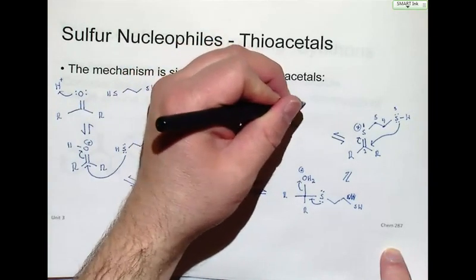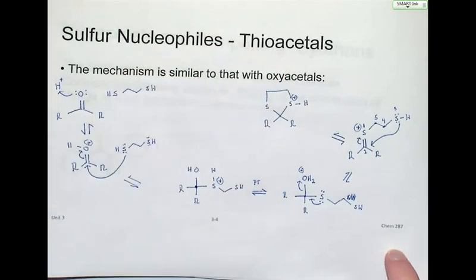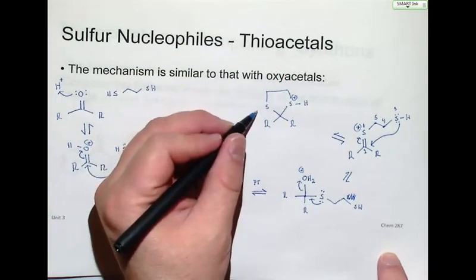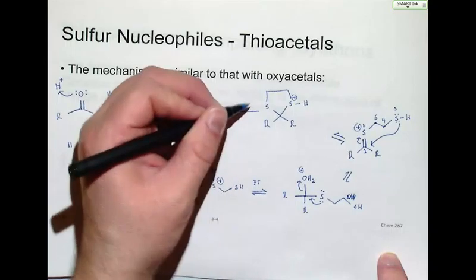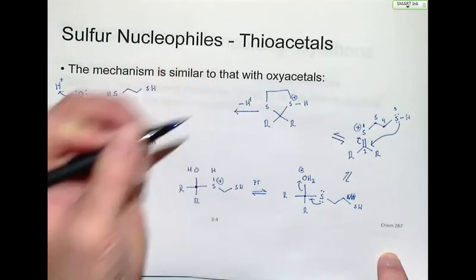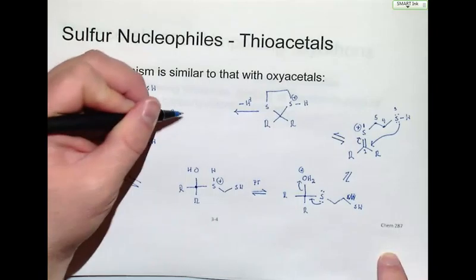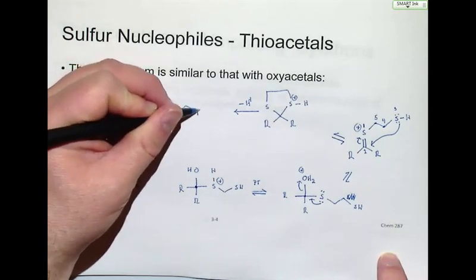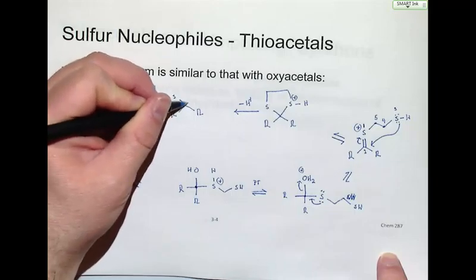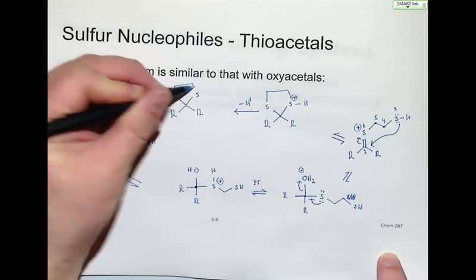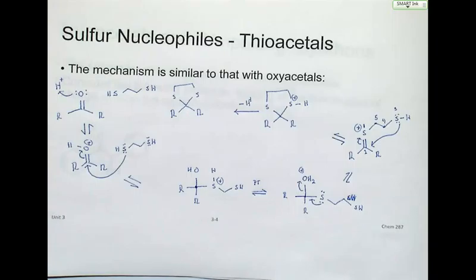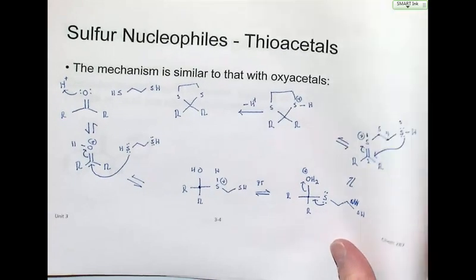And one of our sulfur atoms is still protonated, so our final step would be loss of a proton. So this is catalytic with acid, just like the acetals. And that's how you make a cyclic thioacetal. Okay, so that's the mechanism. Any questions on how that works? Okay, so basically the same thing.